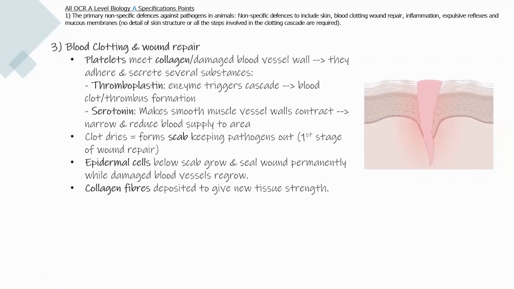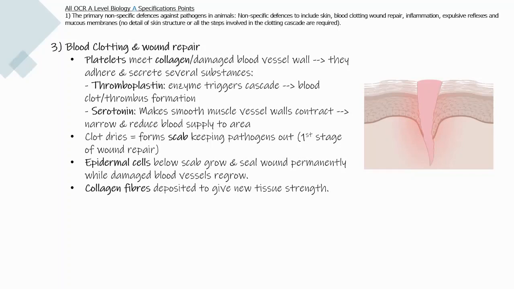We then have blood clotting and wound repair. We have platelets, which are really tiny blood cells that help the body to form clots, and they come into contact with collagen, which is a protein in the skin or the damaged blood vessel wall. What happens is they stick, or adhere, to the wall and they secrete several substances. These substances are thromboplastin. This is an enzyme which triggers a cascade of reactions, so it causes a blood clot to form, which is also known as a thrombus.